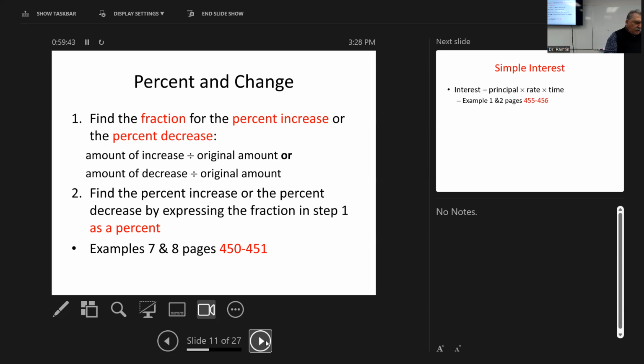451. Okay. Let's look at example 8. It talks about a jacket that regularly sells for $135. The sale price is $60.75. So the price is going from 135 to 60.75. What's the percentage decrease? What's the rate of this sale price?